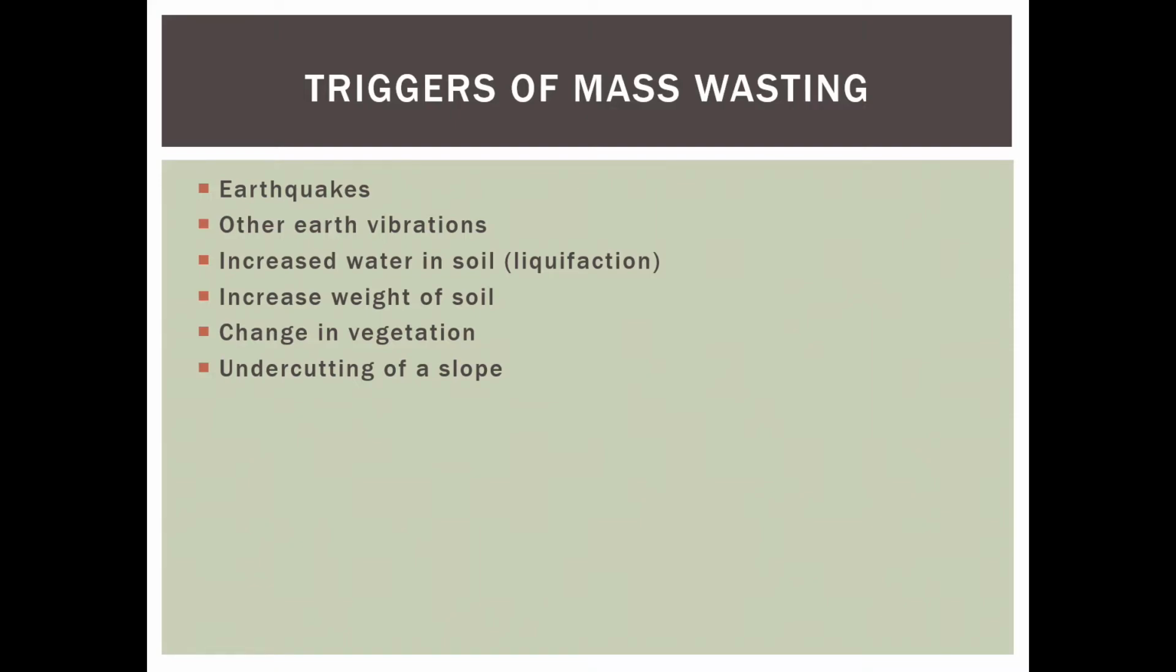Increased weight of the soil with water or other things, like, for example, when they build houses and buildings on the sides of mountains and hills, they can encourage mass wasting because you're adding all that foundation and building material to the weight of that slope. A change in vegetation can trigger mass wasting. For example, if all the vegetation is stripped from a slope, that can encourage mass wasting. And of course, the undercutting of a slope, cutting material off the bottom of a slope, can encourage material on top of the slope to slide down.